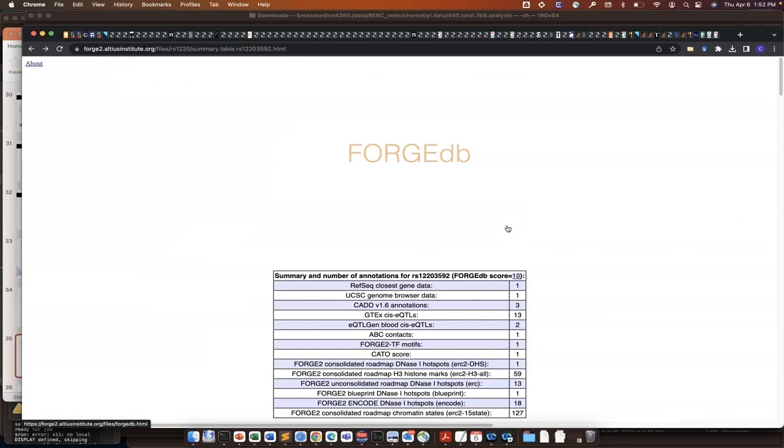So this particular SNP is a home run. So you're on a good path. You clearly have a lot of data supporting your particular variants.